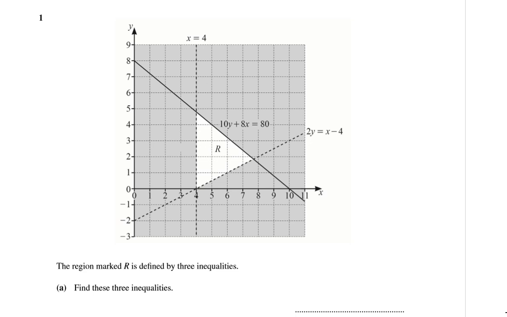Question number 1. Find the three inequalities. So, in this question, we are already provided with the equations. This region R is basically enclosed in three walls, and we are given the equations of each and every wall.